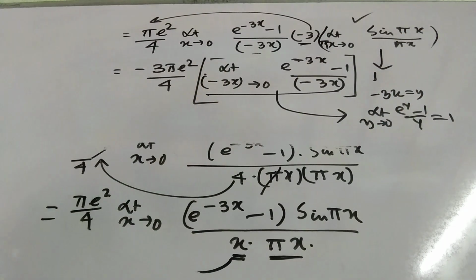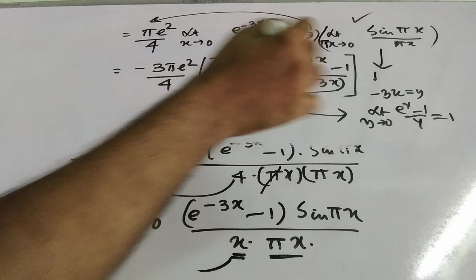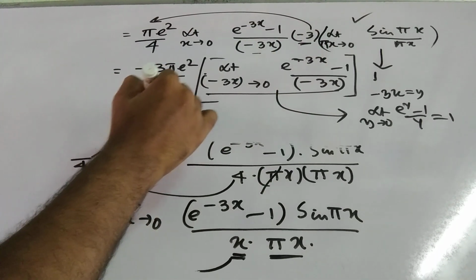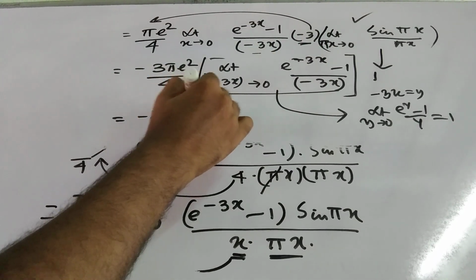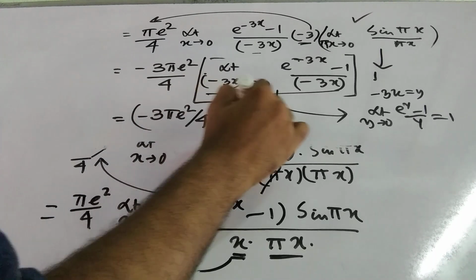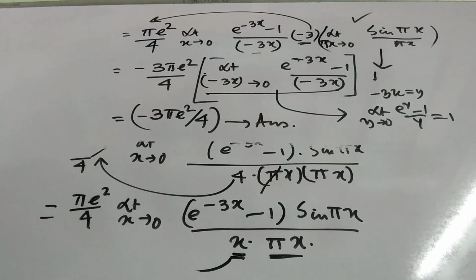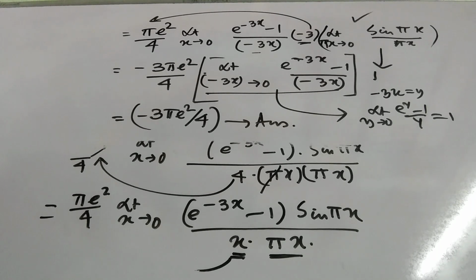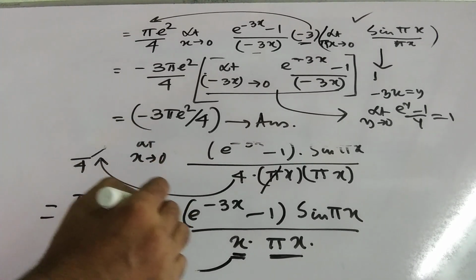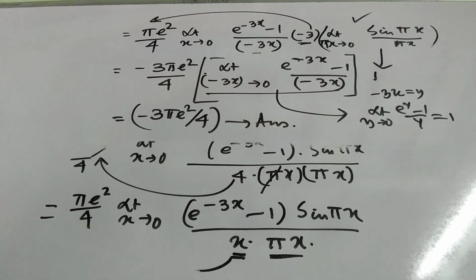This one is also evaluated as 1. So 1 into 1 is 1. So my only remaining expression is minus 3 pi e square whole divided by 4. That is my answer. So this is a good way to manipulate a limit expression to segregate the trigonometrical and exponential functions and use the fundamental rules to find the value of a limit.